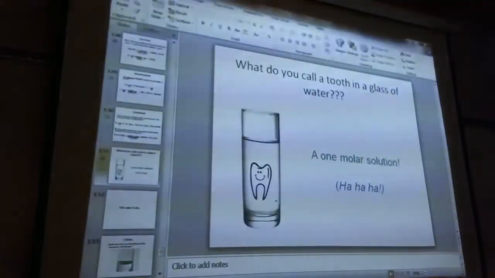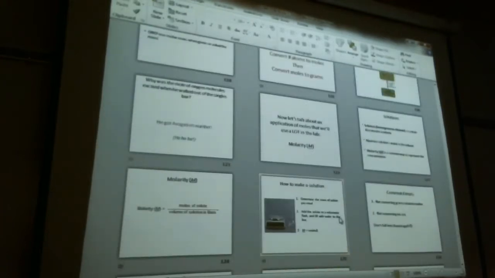Right, so we are going to be discussing... I already showed you my joke. What do you call it? One molar. What do you call it? A tooth in a glass of water, or one molar solution? But nonetheless, you don't know what that means yet, so it's not really all that funny. So I'll show it to you again in a minute.